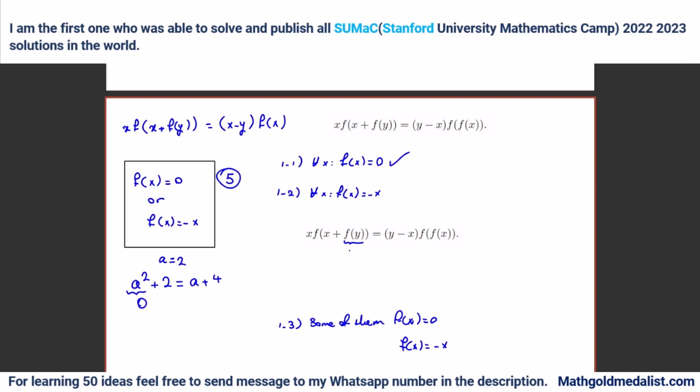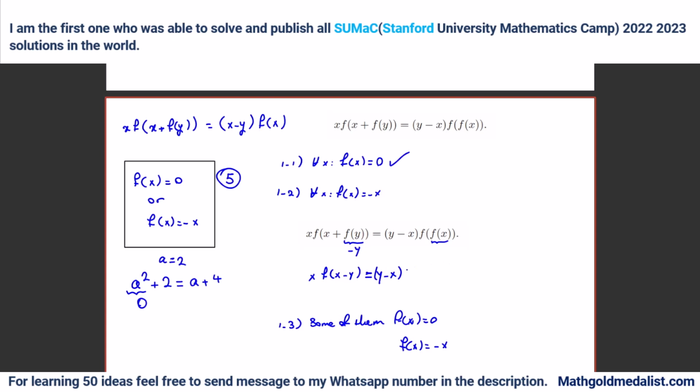F of y equals negative y. Exactly. And then the left hand side will be x minus y. Then the right hand side is what? Y minus x, okay? Then we can cancel out. F of x is minus x, and f of y is minus y. F of x, let's write first. F of x is what?